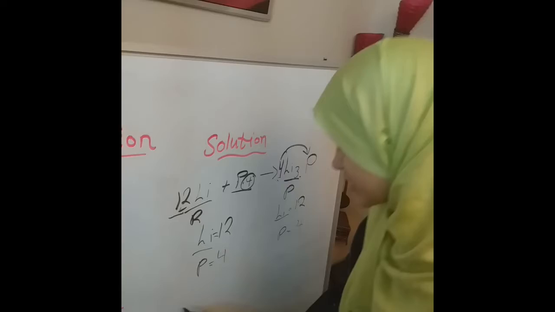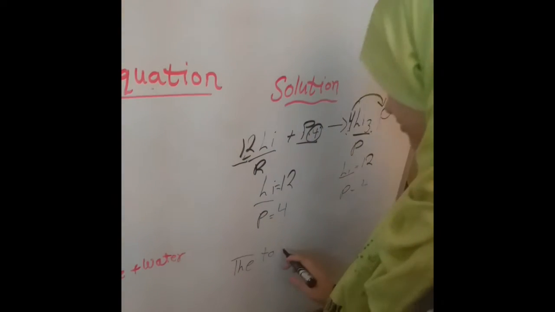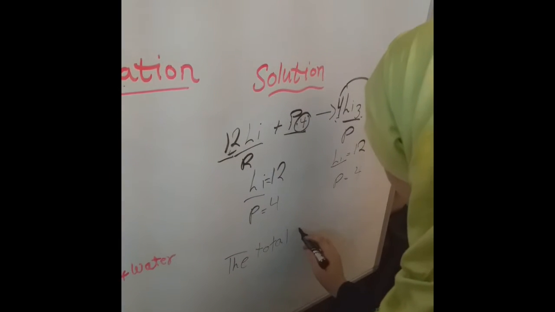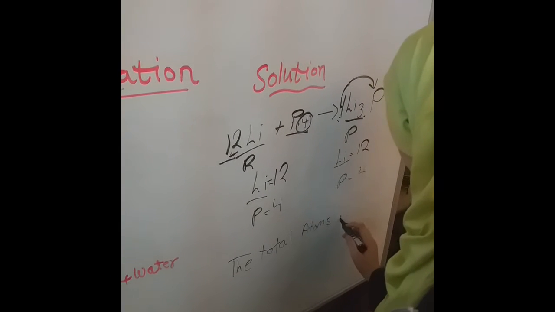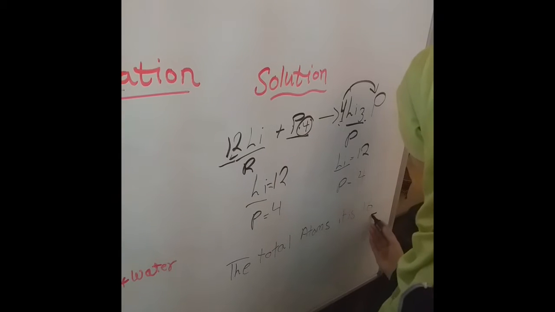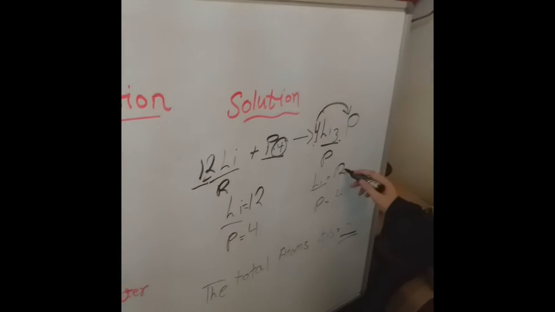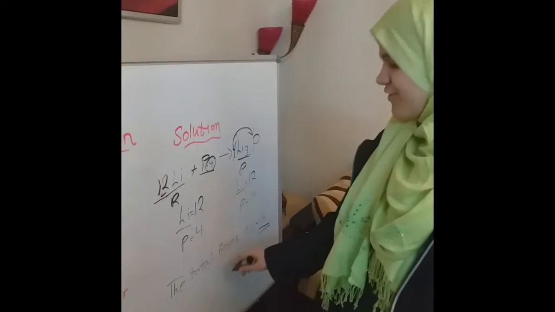That means the total atoms is 16. Okay, it is 16 because 12 plus 4 is equal to 16. This is the total of atoms.